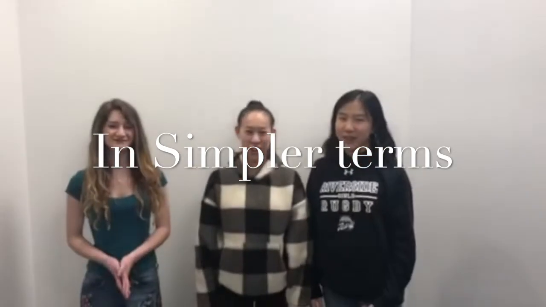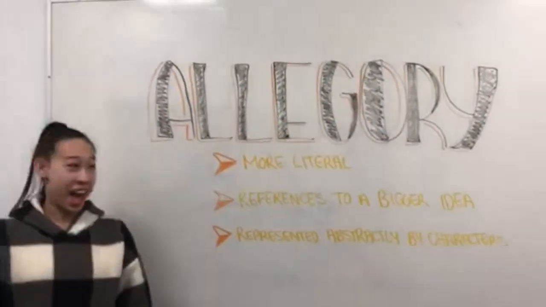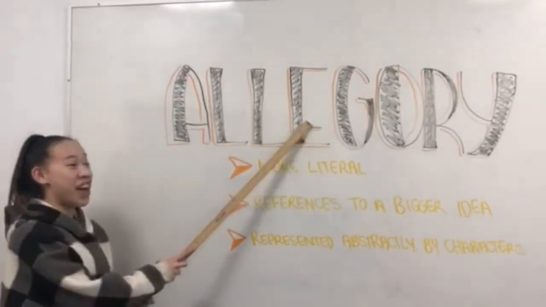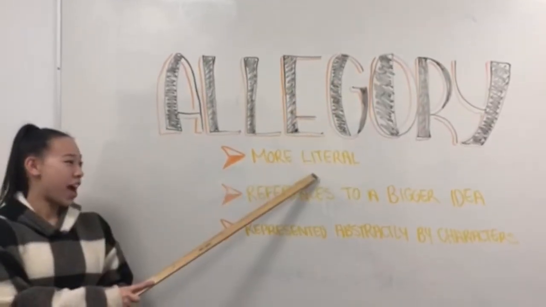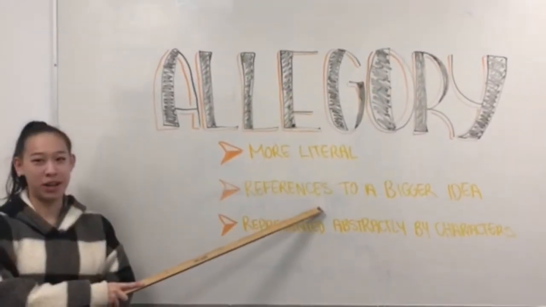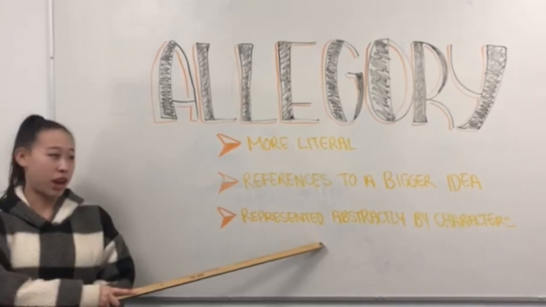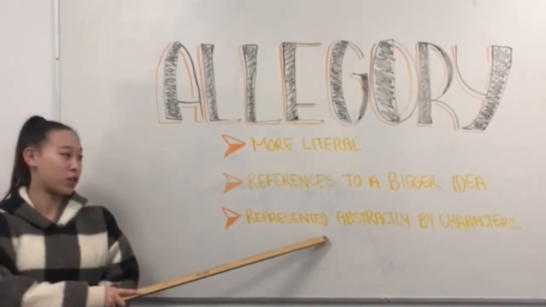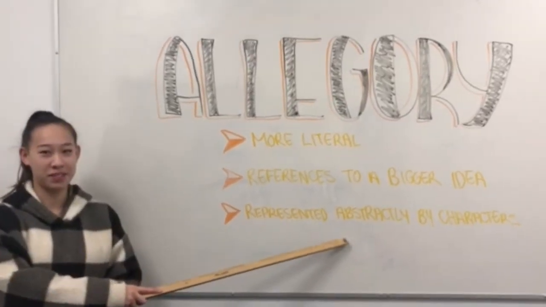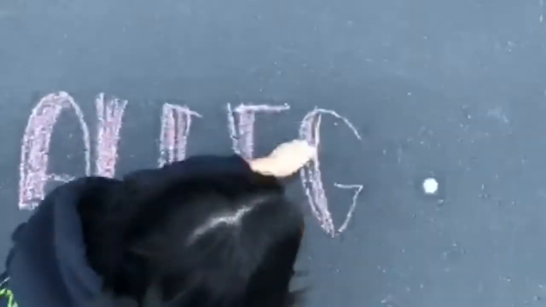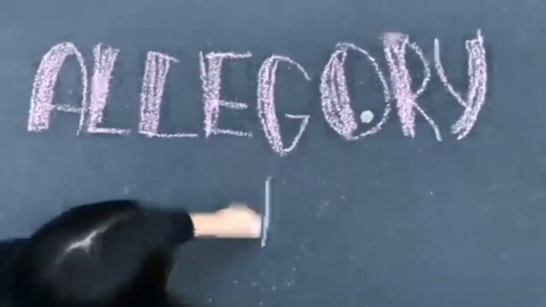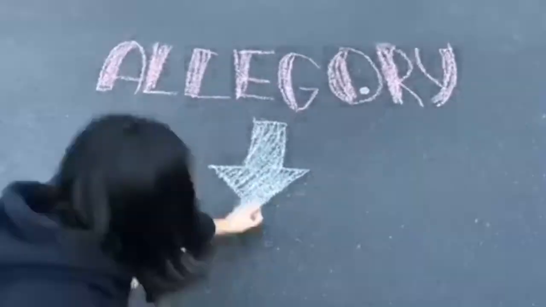In similar terms, allegory. Allegory is more literal and it directly references the bigger idea. It also abstractly represents the bigger idea using characters and figures. The Lottery, written by Shirley Jackson, is a prime example of an allegorical short story.